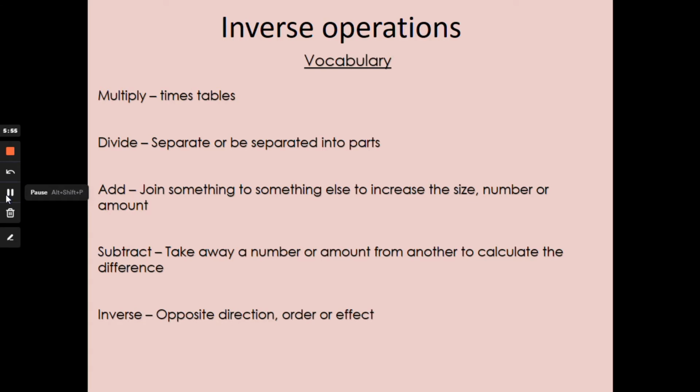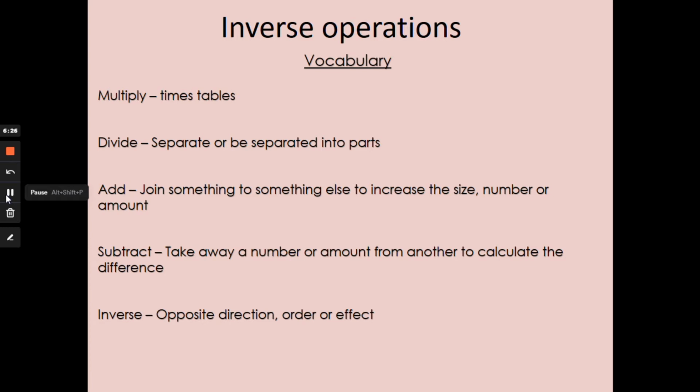And we're now going to move on to something called inverse operations. Before we get into what inverse operations are, I want you to go through the vocabulary of it first. Multiply is your times tables, multiplying numbers. Divide means to separate into parts, so splitting something equally. Add means that you join something on to something else to increase the size, number or amount. And subtract means taking away, so you take one number away from another.